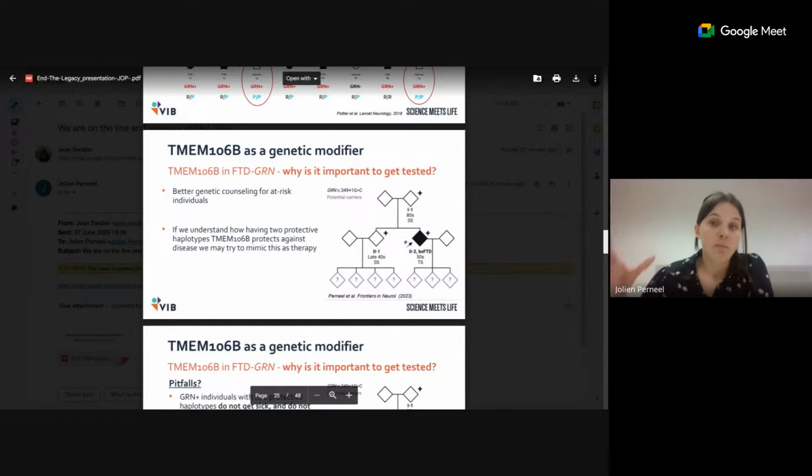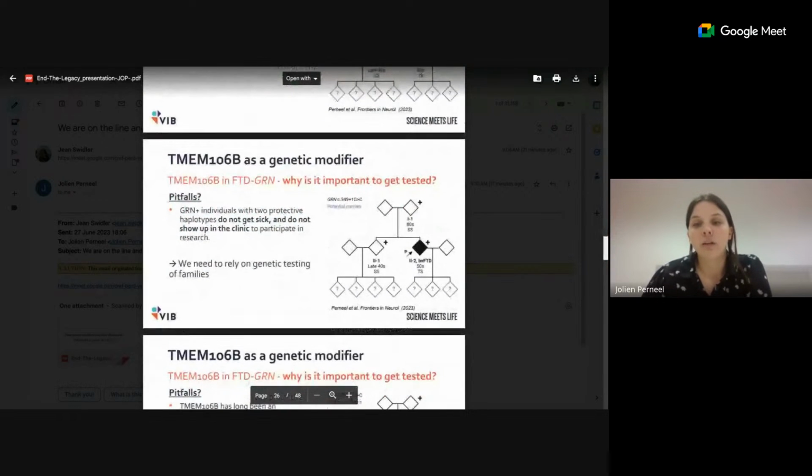Here we revealed that the parent carried two protective alleles of TMEM106B, and that the sibling of the patient, who also underwent genetic testing and also carries the progranulin mutation, also has two protective haplotypes, which means that, like the parent, he also may be protected against disease. So we informed this family that the sibling of the patient had reduced odds of developing disease. As you can see with this example, testing for a genetic modifier like TMEM106B, especially in progranulin families, provides better genetic counseling for at-risk individuals.